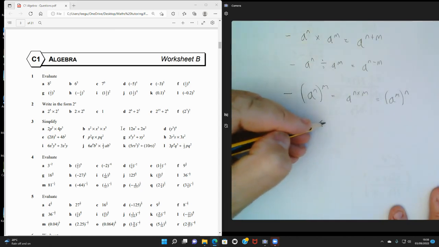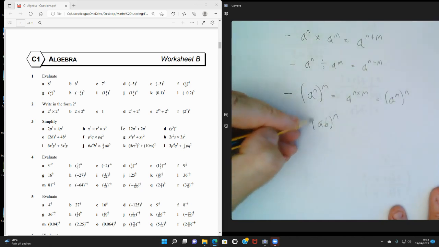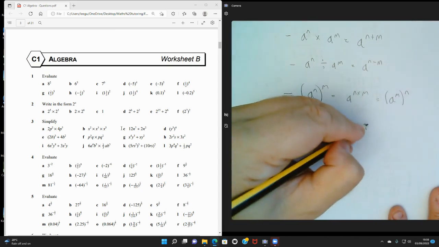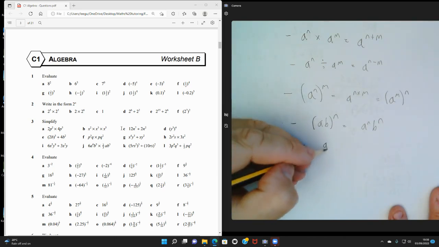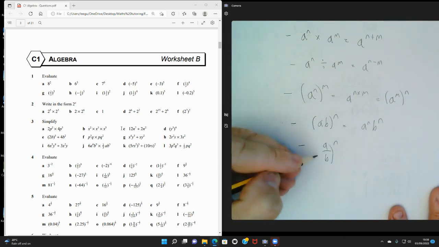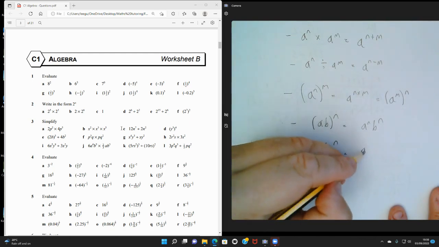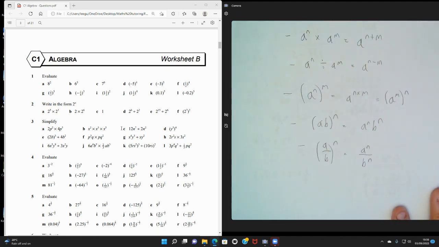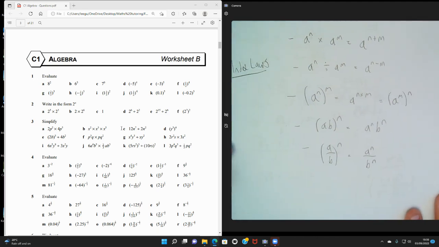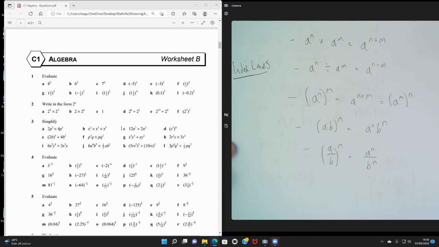Another one is if I have ab to the n, that is the same as a to the n b to the n. And finally, for now, if I have a over b all to the n, then that is the same as a to the n over b to the n. So there are a few index laws for us. Perhaps you would want to pause the video and make a note of those. But without any further ado, let's move on and have a look at a few questions.